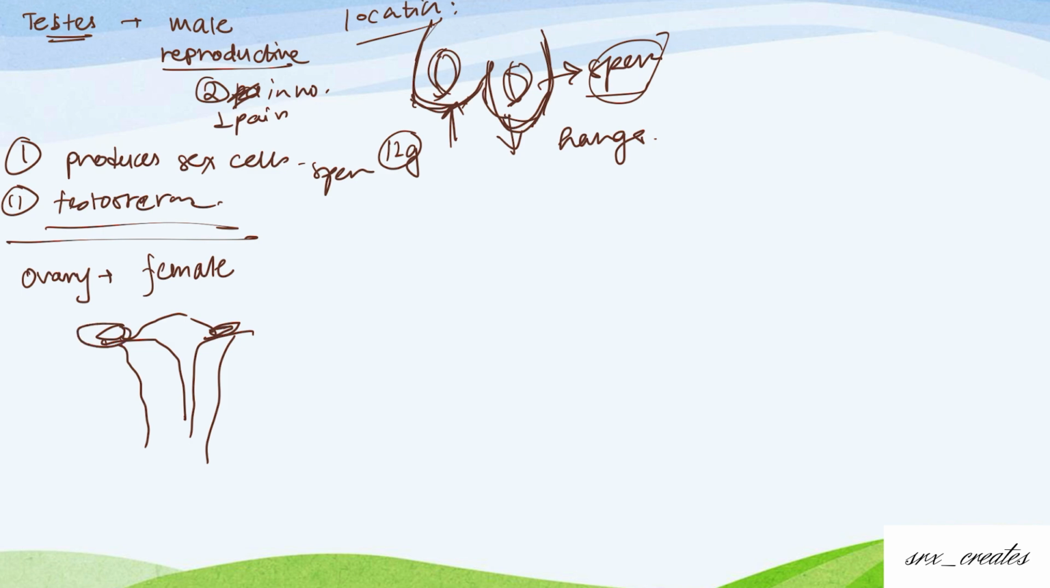I'm not drawing exactly because it will take time. Ovary. This is the uterus where the baby lives for 9 months in the womb, and this is the almond-shaped ovaries. Now let's say this is the uterus and they lie close. The location is close to the uterus, at the front of the oviduct.